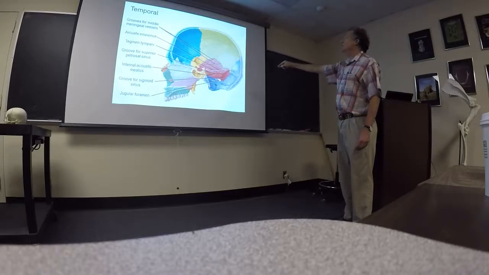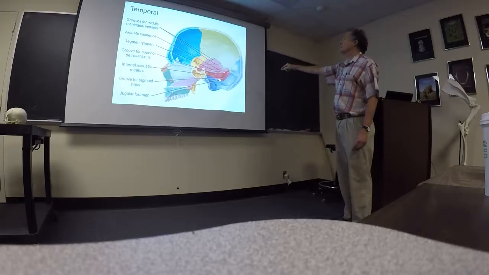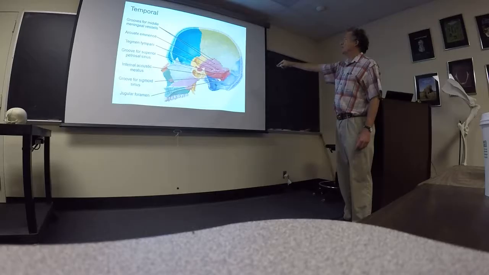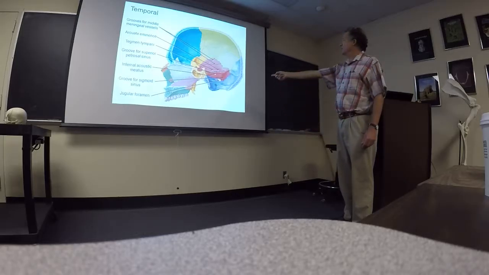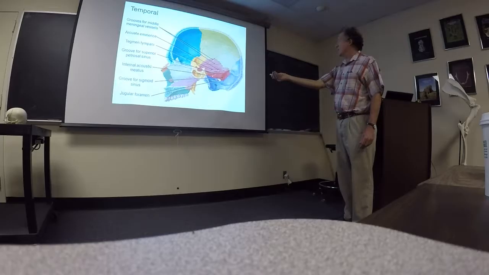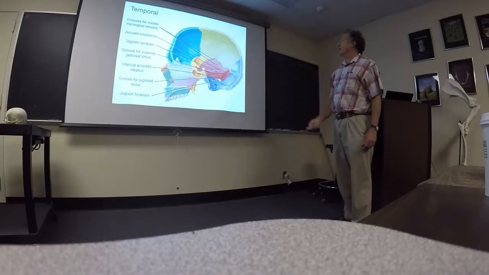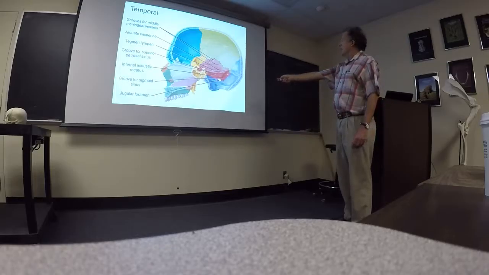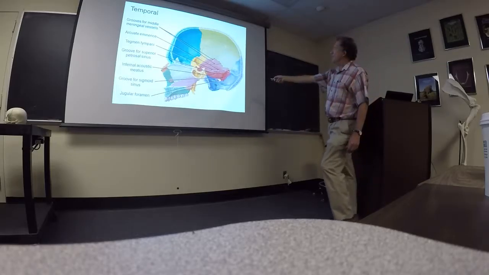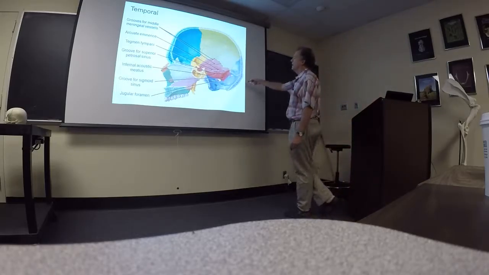There's that groove for the superior petrosal sinus. There's that area known as the tegmen tympani. That little bulge known as the arcuate eminence. There's the internal acoustic meatus, right where the eighth cranial nerve is going to go in there to pick up all the hearing sounds. And then there's a big groove at the back of the temporal bone, and that's for the sigmoid sinus.